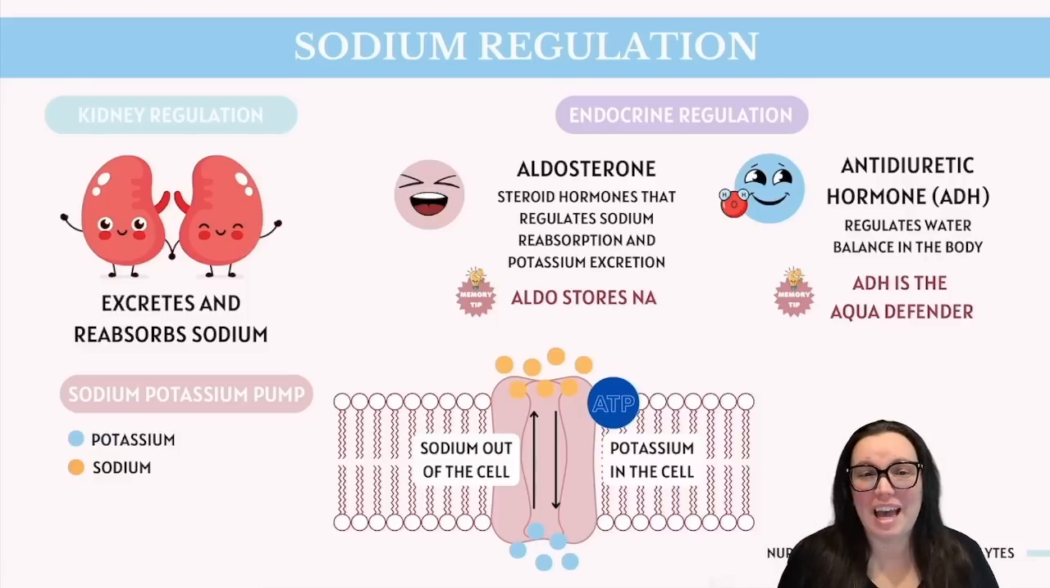And then of course we have our good old antidiuretic hormone, also known as vasopressin, which primarily regulates water balance in our body. What ADH does is it acts on our kidneys and increases water reabsorption, which decreases urine output and helps dilute the blood's sodium level. Hence the name antidiuretic. It means against urinating. You can think of ADH as the body's aqua defender.